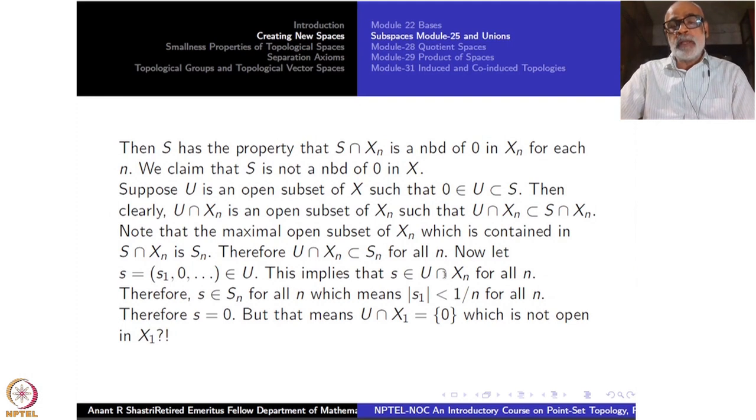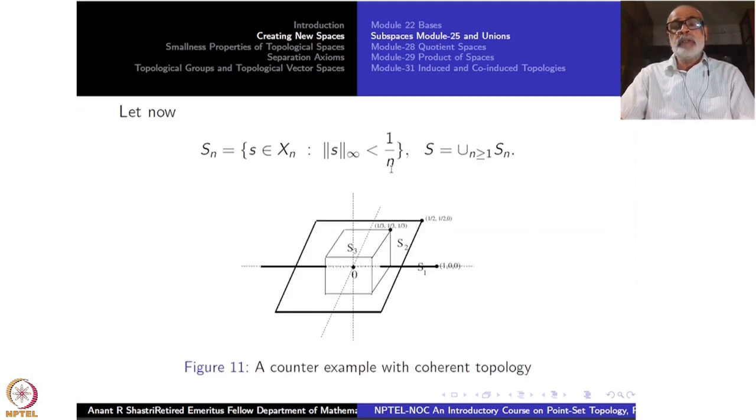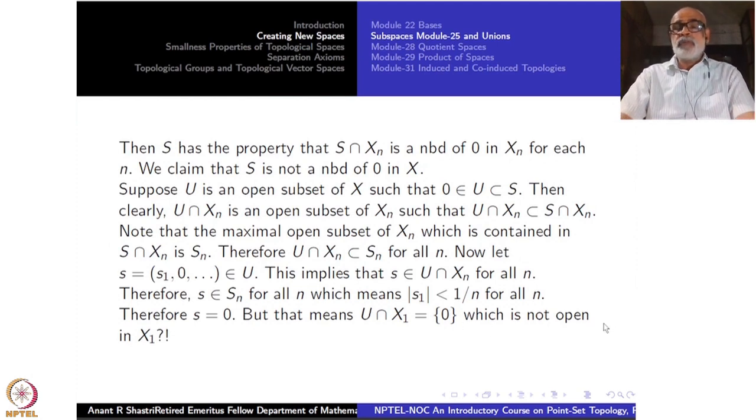But if s is in Sn for all n, by the very definition of Sn, the modulus of all these entries must be less than 1 by n. This is true for all n. That means mod s1 in particular must be less than 1 by n for all n. Therefore s1 is 0. But that means U intersection X1, I have taken one point here in X1 which belongs to U, as soon as this s1 is 0, means this singleton 0, which is not an open subset of X1. X1, remember, is the open interval from minus 1 to plus 1. So this proves that there is no open subset which contains 0 and is contained inside our S. So S is not a neighborhood.